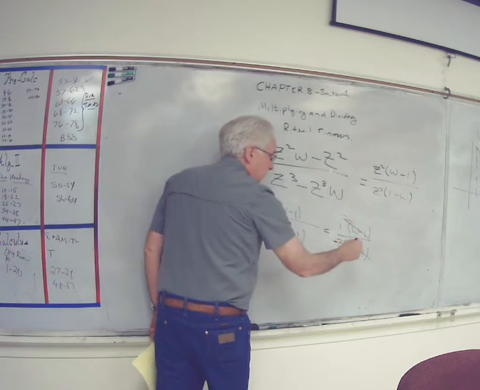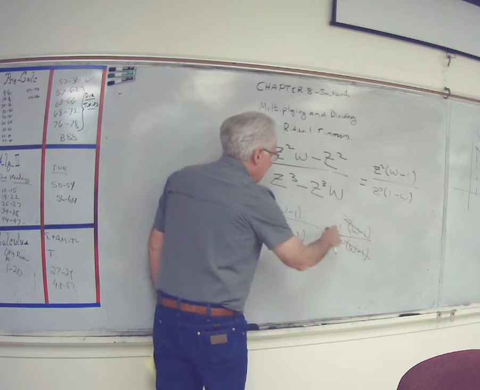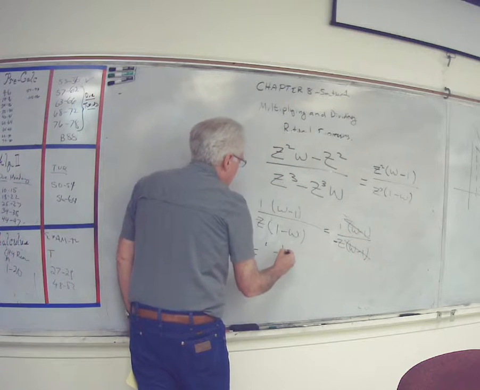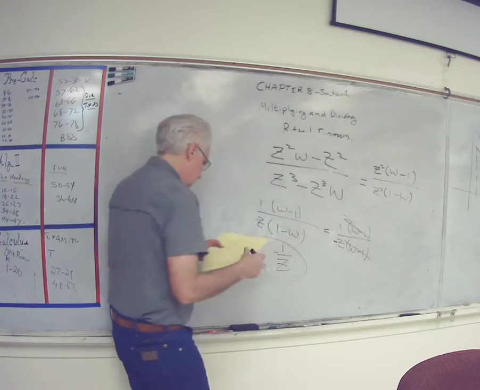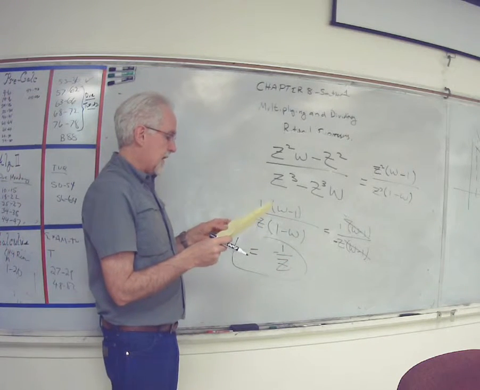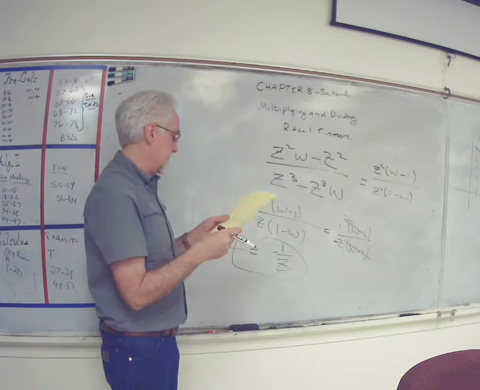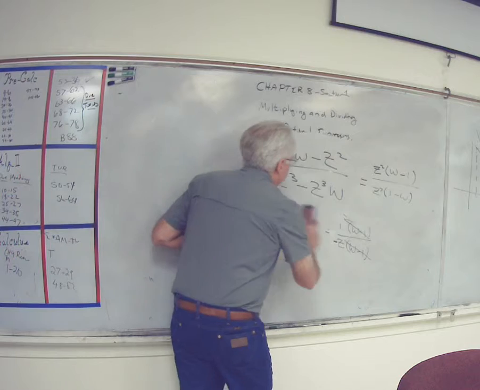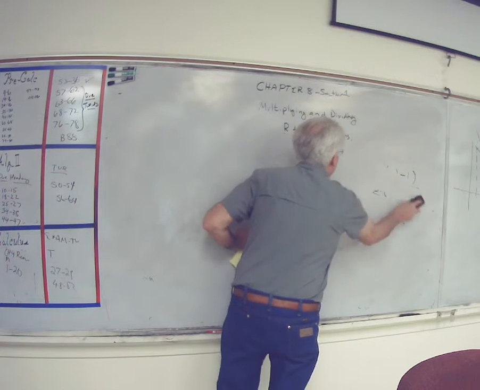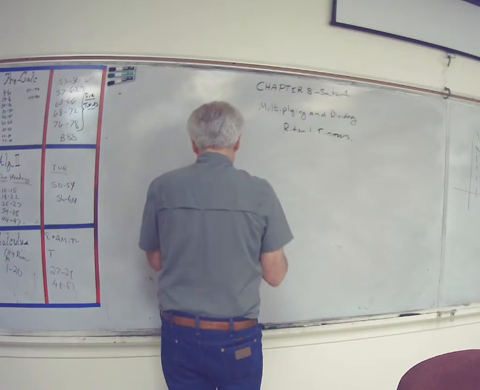W minus 1 over W minus 1 makes 1, and I'm left with minus 1 over z. Does that make sense? So if you get close, guys, go ahead, play that trick so that you can get something out that otherwise you couldn't get out. Let's do another one.